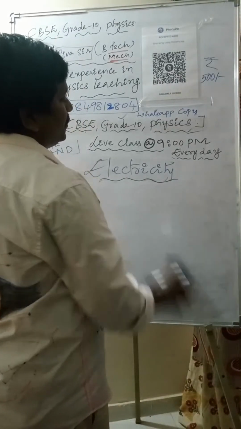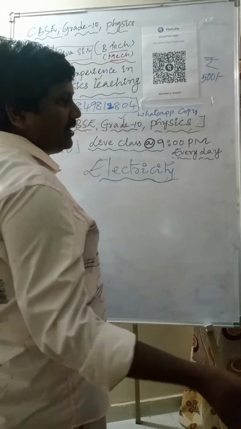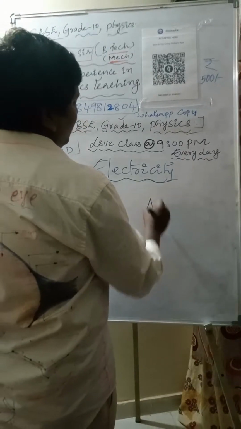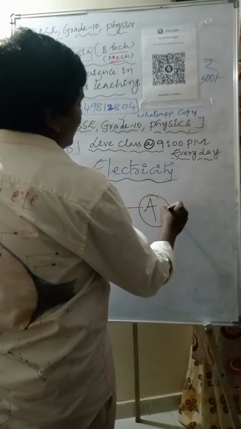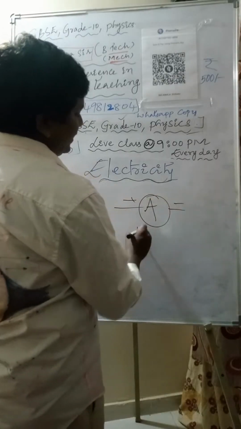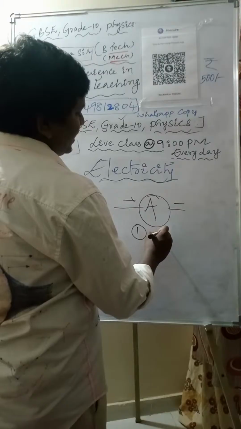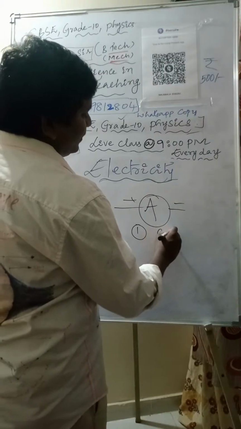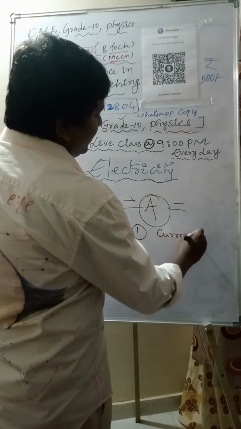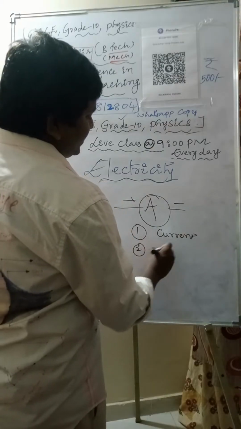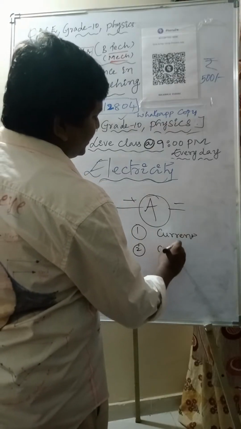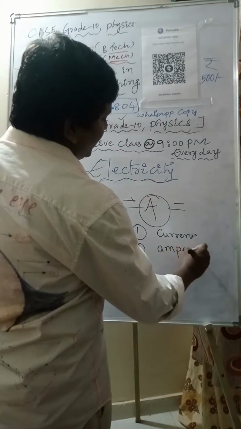An ammeter is used to measure the electric current. The physical quantity is current. The SI unit of current is ampere. Ampere you have to write in small letters. The SI unit of current is ampere.